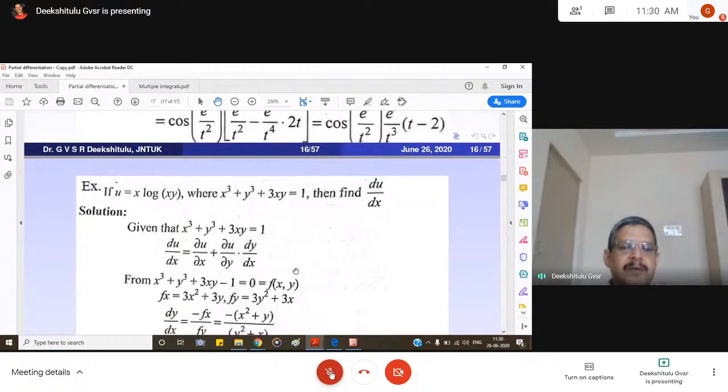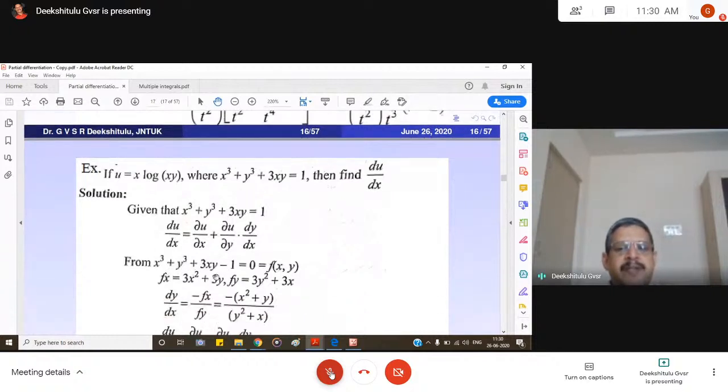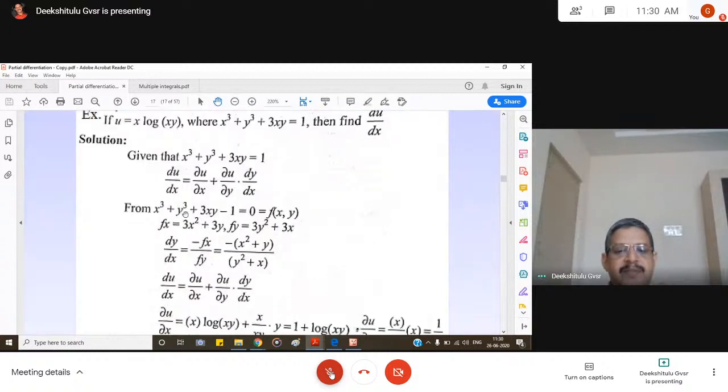So x cube plus y cube plus 3xy minus 1 is equal to f of x, y, an implicit function. We have to find dy by dx from this. Differentiation of an implicit function we have discussed earlier: dy by dx is equal to minus fx by fy. So fx is 3x square plus 3y, fy is 3y square plus 3x. This is what happens.